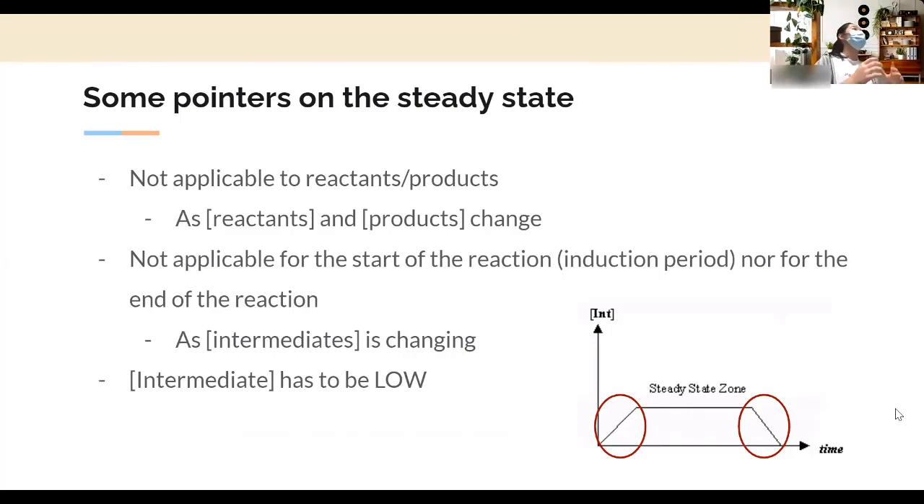We need to take note that the steady-state approximation is only applicable for the reaction intermediate, because as the reaction progresses, the concentrations of reactants and products will be constantly changing. It is also not applicable for the start or the end of the reaction, because at the start, the concentration of the reaction intermediate hasn't stabilized yet, so we can't simply assume that the rate of formation is equal to the rate of removal. And lastly, the concentration of the reaction intermediate has to be low, because if it can reach a very high level, that means the rate of formation is much higher than the rate of removal, which violates our approximation.